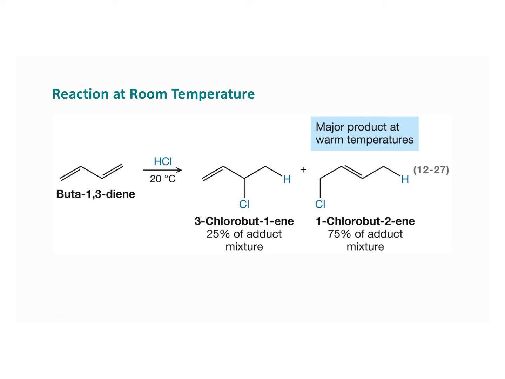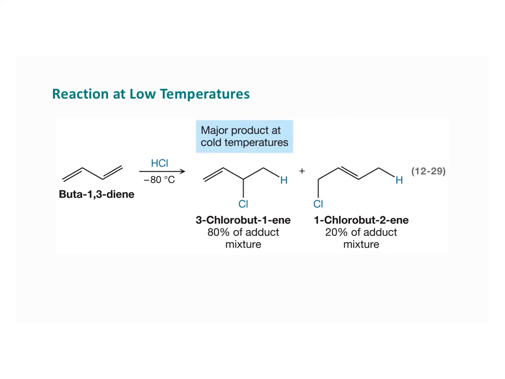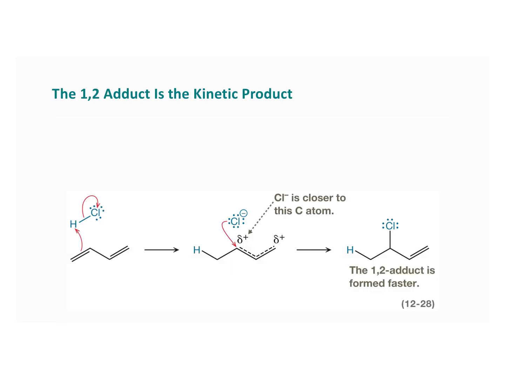Now, if we do the same reaction at low temperatures, right, what you're going to see here, this is under kinetic control, is the 1,2 adduct is the major product, right? So that's the major product. What we find is that the 1,2 adduct is always going to be the kinetic product. So the 1,2 adduct, I've typed it out for you. The 1,2 adduct is the kinetic product because of the location of where the reaction occurs.